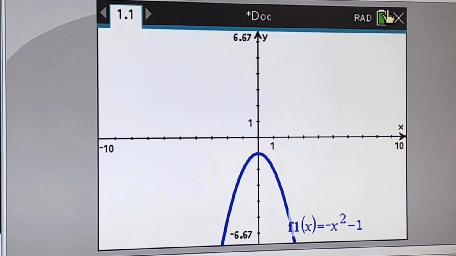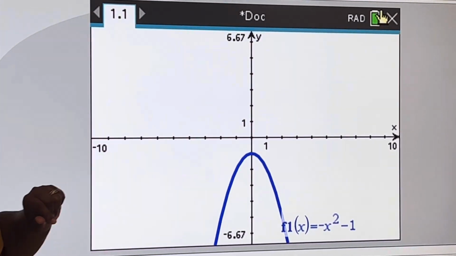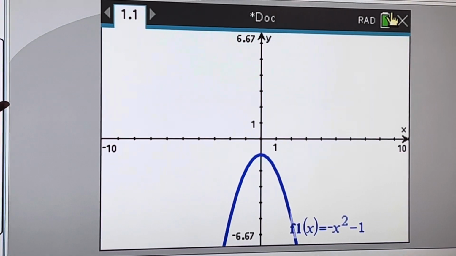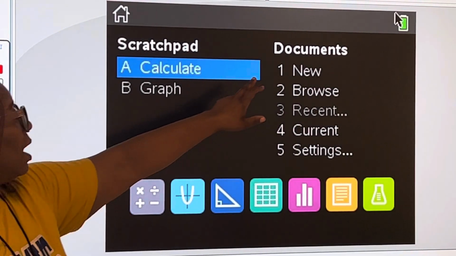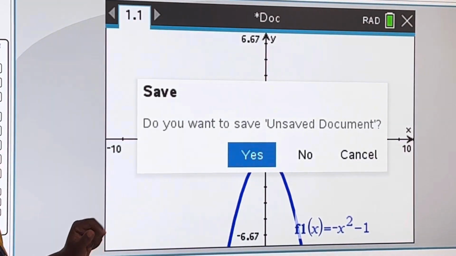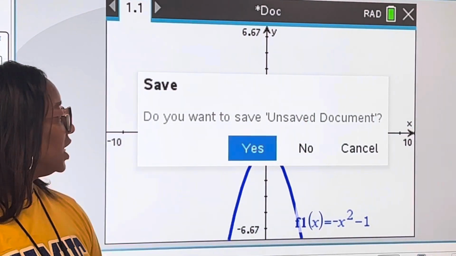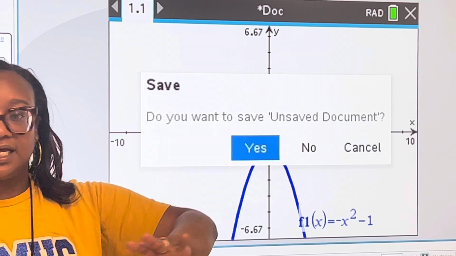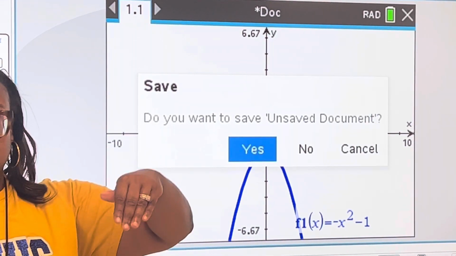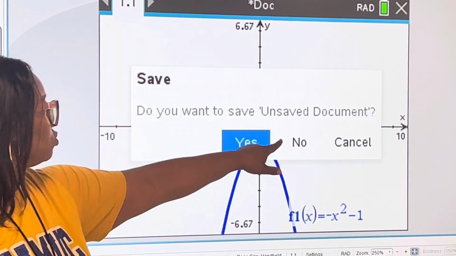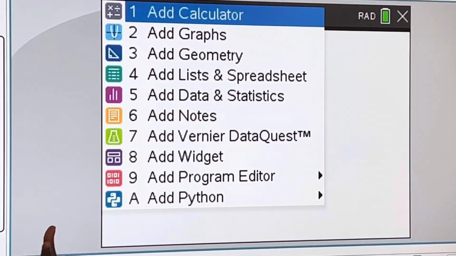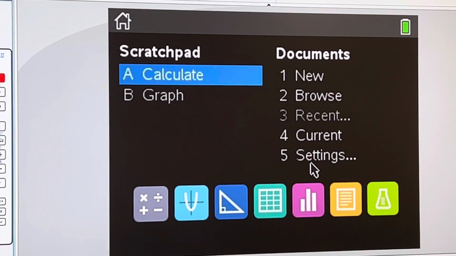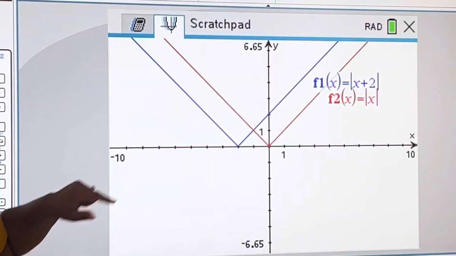Okay, so I have this graph already in my calculator. I'm going to click on the home button to delete everything out. So I'm going to click on home, go over to new. It asks me, do I want to save any unsaved documents? Click no. That clears out anything that anybody else who has used your calculator has put in that calculator. So I'm going to click no, and it starts me over fresh. So now I can go back to the home screen. I could have gone from where I was at, and I'm going to click on graph.